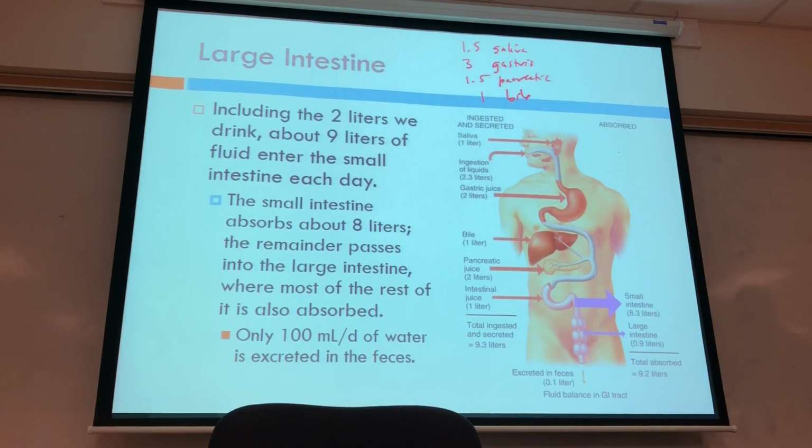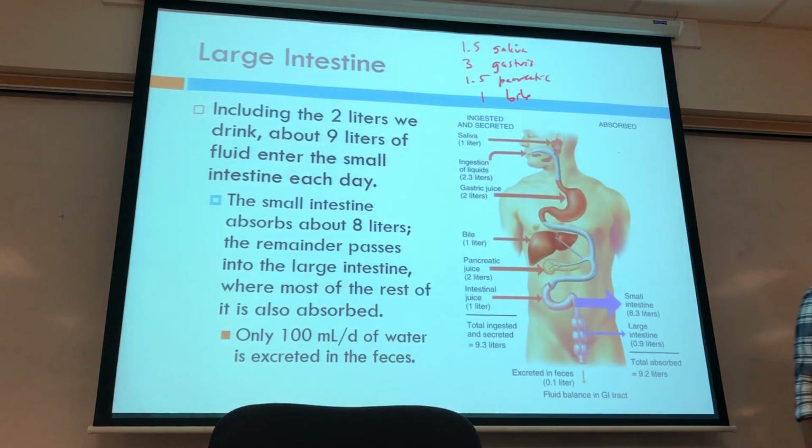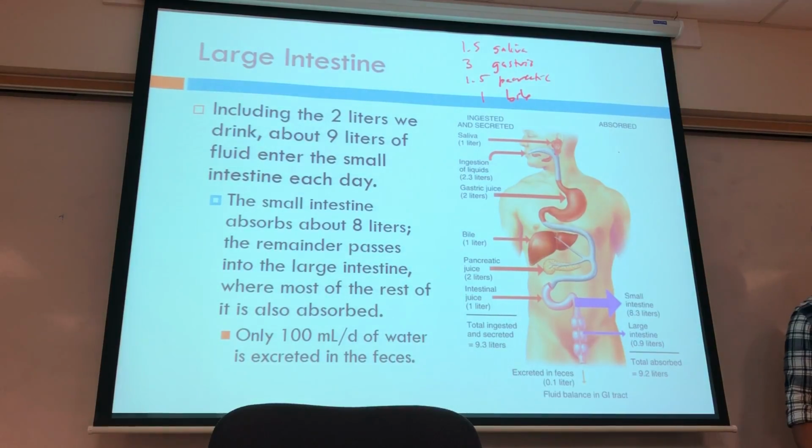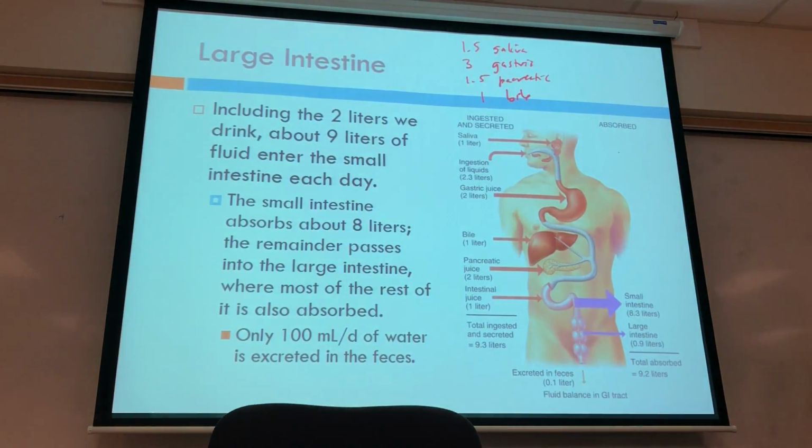And on top of that, the additional 2 liters that you drink comes out to about half a gallon, about 64 ounces. A cup has 8 ounces, so that's 8 cups of water per day. If you have heard why you need to drink 8 cups of water, that's technically how much you should be drinking per day, about 64 ounces. So on top of that, that's about 9 liters that enter the alimentary canal.